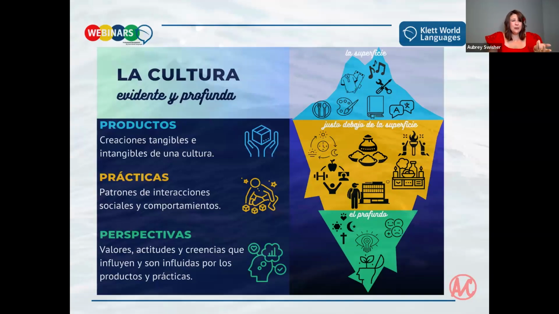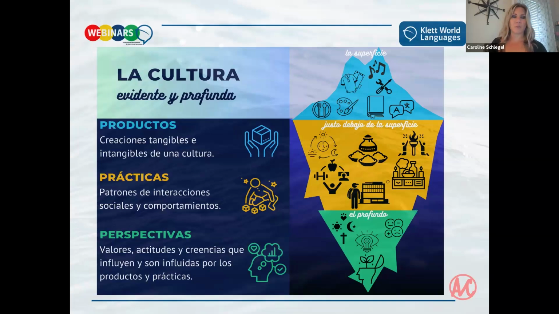And again, it's what you need to dive into to really understand a place and its people. And another piece that's really important to us with this cultural iceberg and why it was so important, if we're using this in a level 1 class or a level 2 class or 3 or 4 or 5, right?